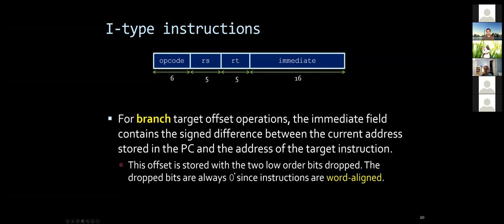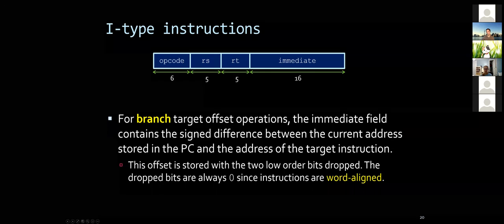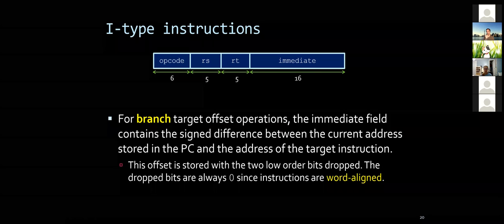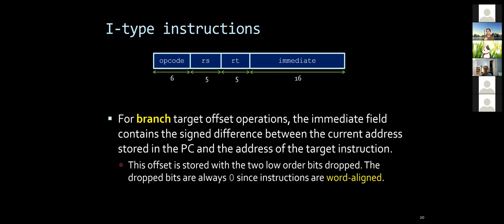Remember, this offset is stored with the two low order bits being dropped because all the instructions are word aligned. Remember, when I talked about instructions, I told you that every instruction is 4-byte, 32-bit. That's a word alignment, right? You cannot have instructions start in the middle of the word. So everything always jumps at the granularity of 4 bytes multiplied by some integer value. Okay.